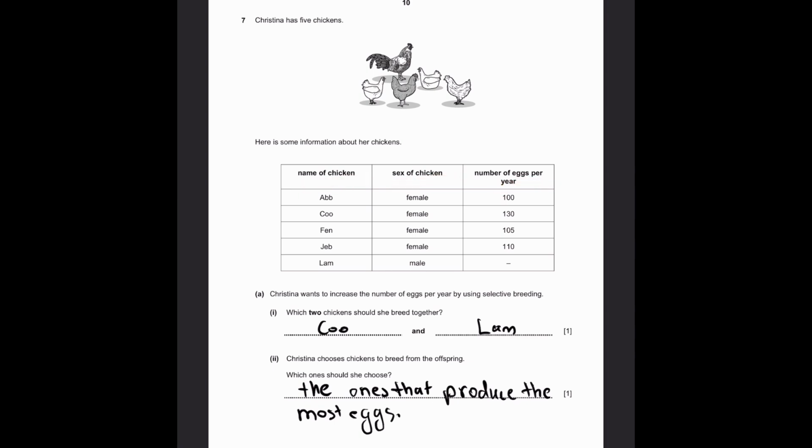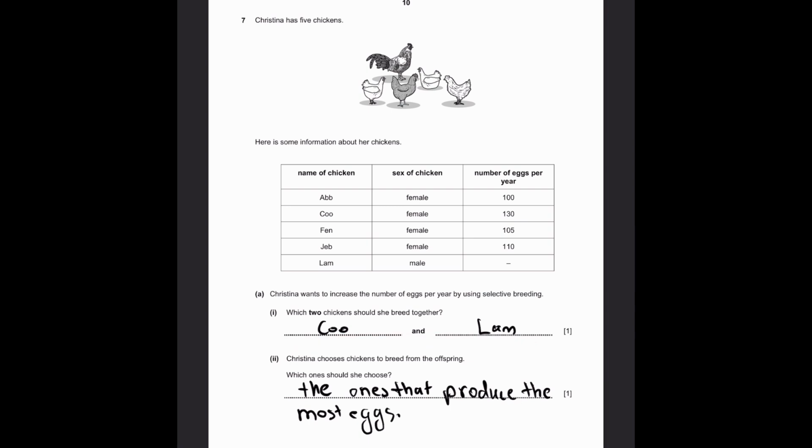Christina wants to increase the number of eggs per year by using selective breeding. 1. Which 2 chickens should she breed together? The answer is cow and lamb, because of course you need to breed a male with a female, so you have to use lamb. And the one which produces the most number of eggs in the females, that is cow, right? And she wants to have the increase in number of eggs, so we have to use cow and lamb.